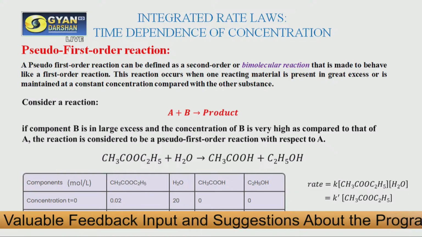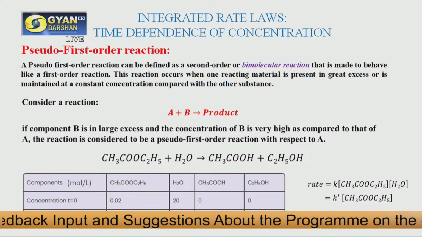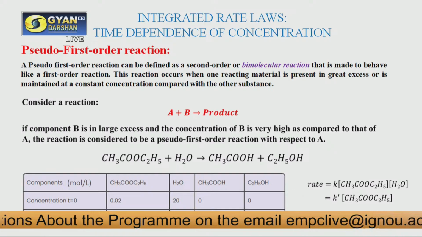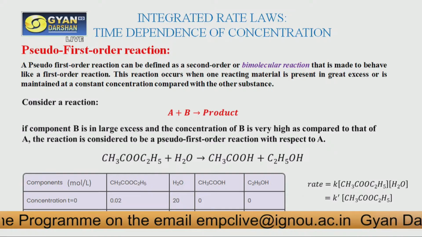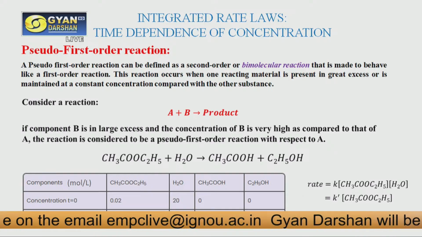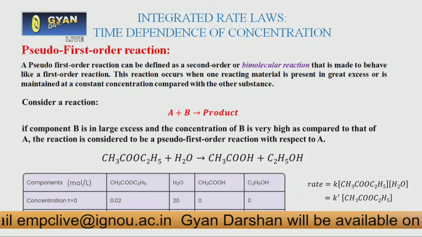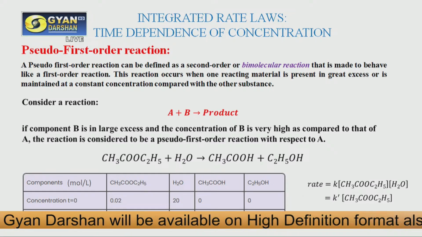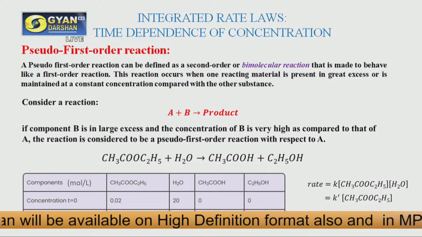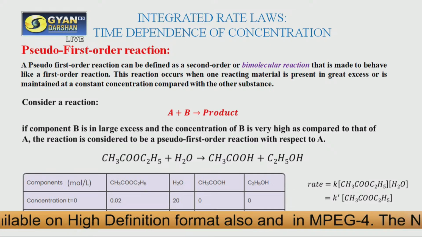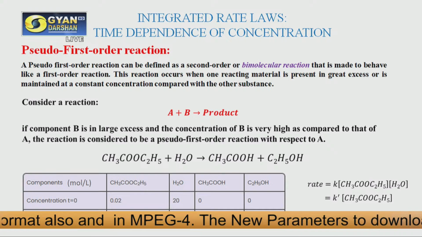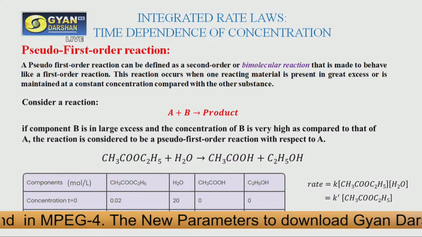Now we move to the pseudo first order reaction. What is a pseudo first order reaction? A pseudo first order reaction can be defined as a second order or bimolecular reaction that is made to behave like a first order reaction. This reaction occurs when one reacting material is present in great excess and maintained at a constant concentration compared with the other substances.